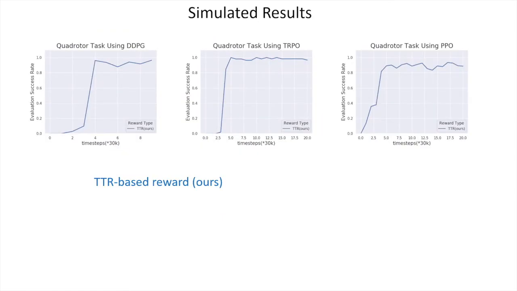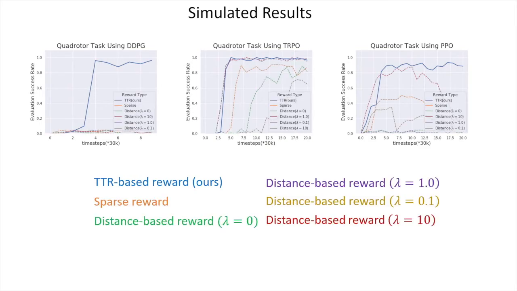We evaluate our method on a quadruple goal-oriented task. As shown here, TTR-based reward achieves a higher success rate with relatively fewer learning iterations under 3 different model-free algorithms. In contrast, sparse and distance-based reward only perform relatively well under TRPO, but very poorly and unstably under DDPG and PPO algorithms. Therefore, TTR-based reward achieves the best result regarding learning efficiency and success rate.